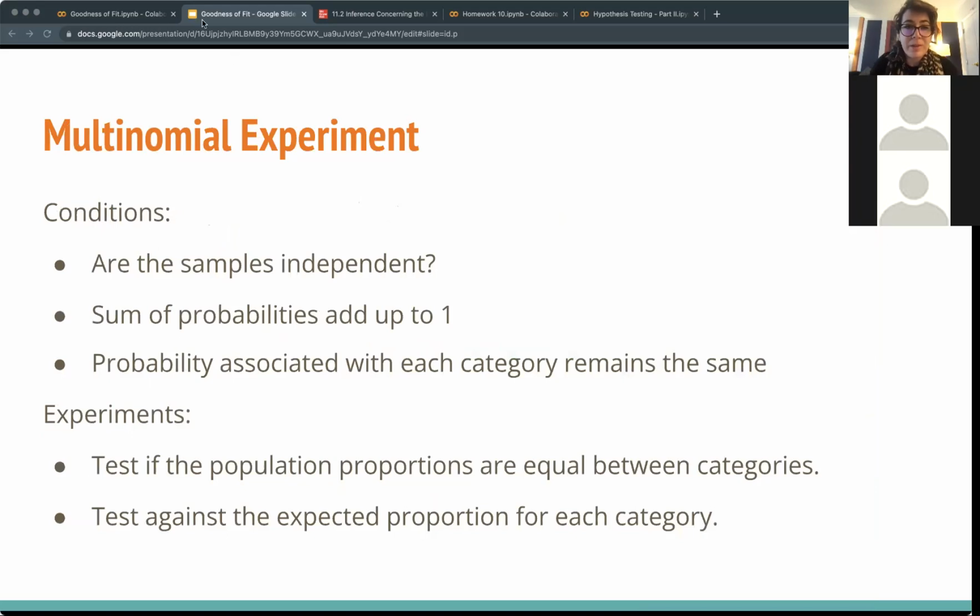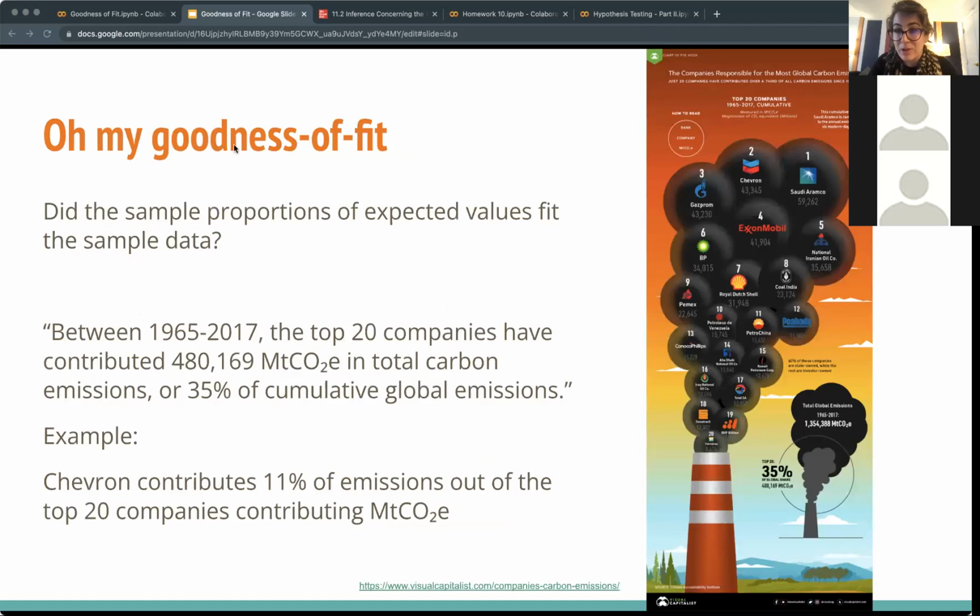Before we even conduct a test, we need to ensure that this random experiment does not violate some conditions that we are dependent upon to be able to run this experiment. One of them would be that the samples are independent. So whatever Chevron is emitting is independent of ExxonMobil's contribution to the whole cumulative global emissions.